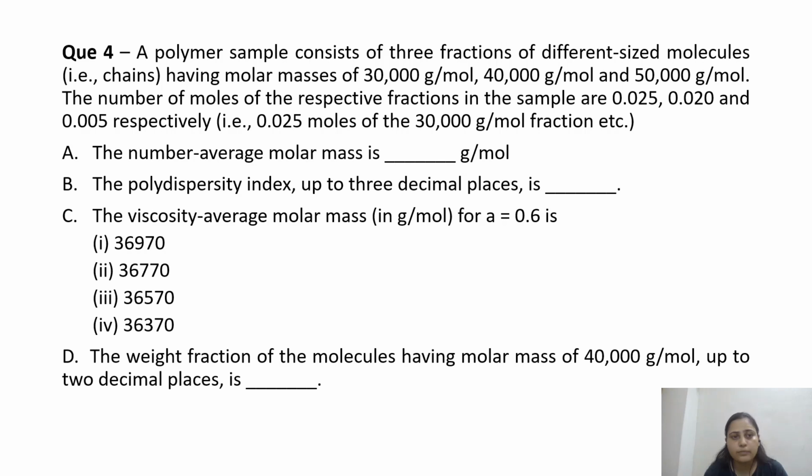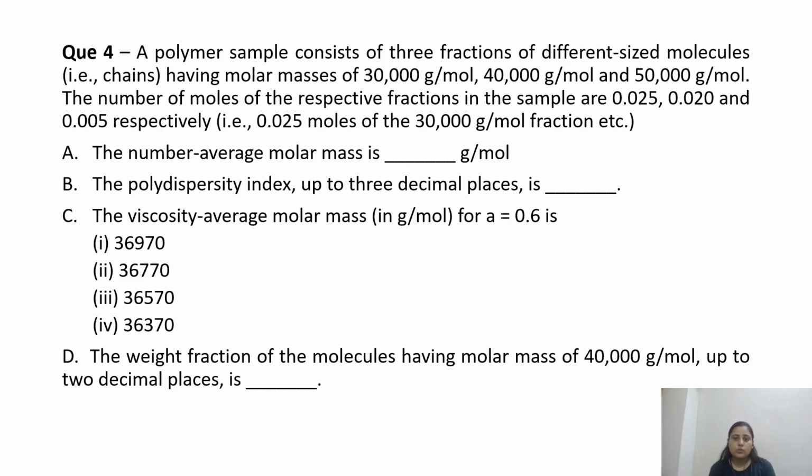This question has 4 subsections. In the first, it says to calculate the number average molar mass, then the polydispersity index, after that the viscosity average molar mass, for which the A value is given, which we just discussed. And in D it says to calculate the weight fraction of the molecules having molar mass of 40,000 gram per mole.